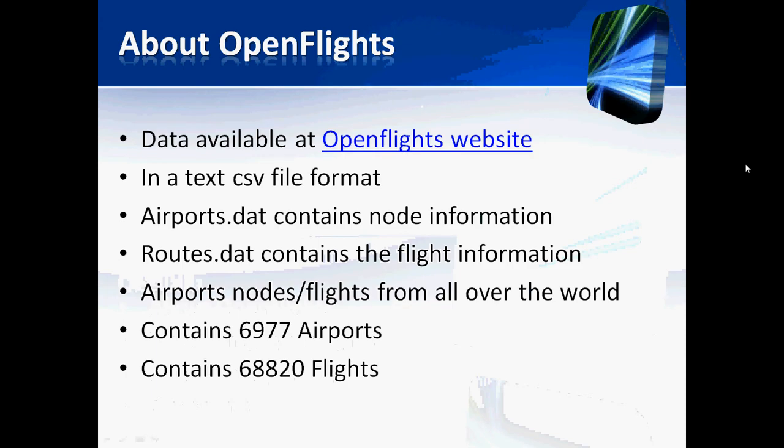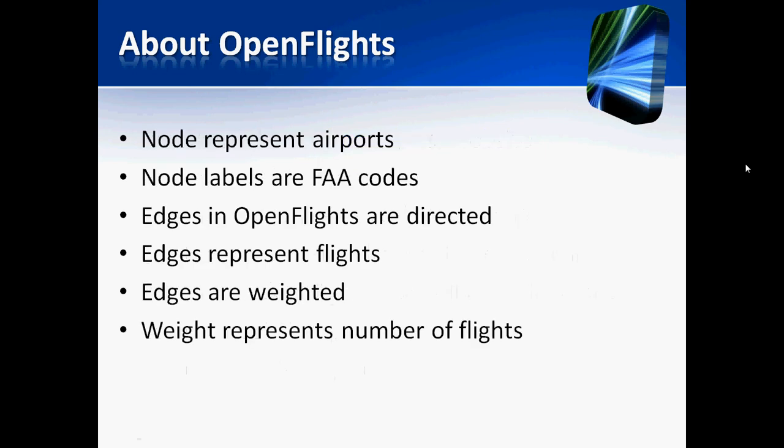The data is available at the Open Flights website. I've got a link here on the slide. It's in a text CSV file format. The airports DAT file contains the node information. The routes DAT file contains the flight information. It contains information about airport nodes, flights from all over the world, 6,977 airports, 68,820 flights. The nodes represent the airports. The node labels, in the case that I used, are FAA codes.